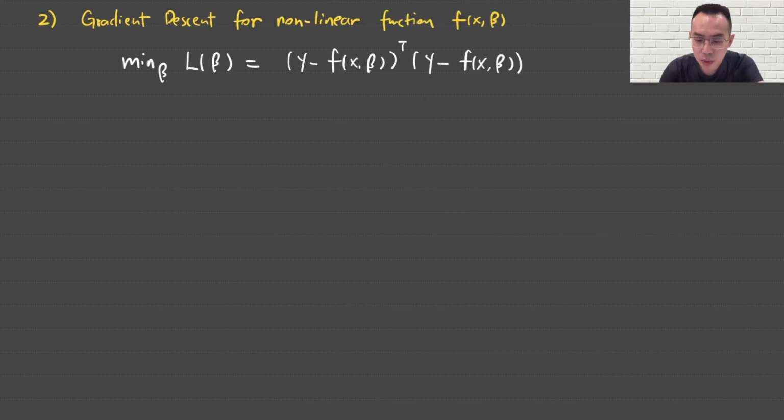For the second problem, let's look at the general nonlinear function f of x, beta, to see how the gradient descent formula gives rise to the neural tangent kernel. So this is our objective function here. We're still going to consider the squared loss. So L is a loss function.